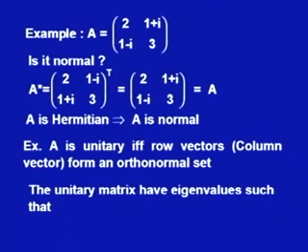The second is, the unitary matrix have eigenvalues such that the magnitude of an eigenvalue is 1. So, all the eigenvalues in a unitary matrix have magnitude 1. So, this is another result which is to be proved by the viewers.